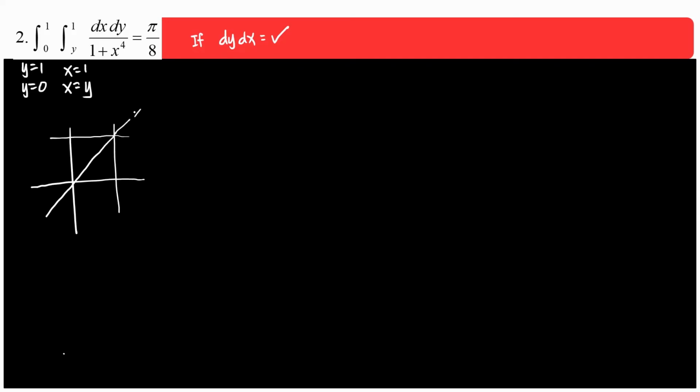So let's look at the limits. The limits are x equals y up until x equals 1. Y is 0 up until y equals 1. So let's draw this. X equals y is a line. X equals 1 is another line. Y is 0, y is 1. So in here, even if I draw another line on top, you would know that we should be referring to the lower triangle, because from x equals y, which is this line, up to x equals 1. So we're sweeping to the right, not upwards.